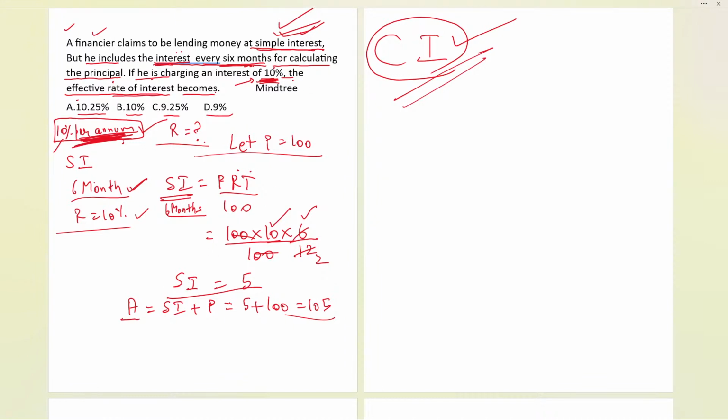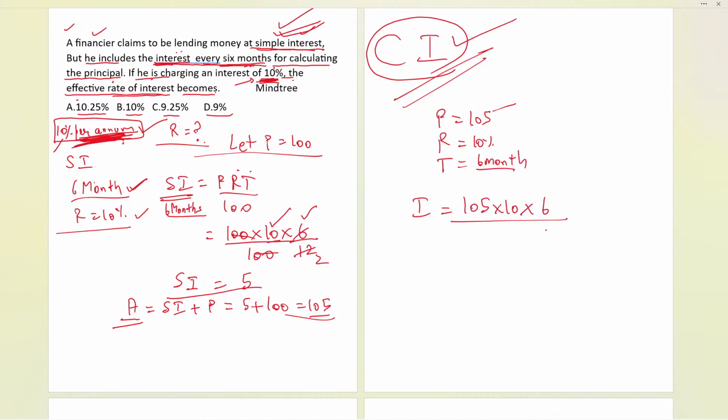So what amount have we got? That is 105. Now this amount I'll be considering as the principal of the next period. So the principal will be 105. The rate will remain the same, that is 10% only. Now the time I'll be considering again as 6 months. Now let us again apply the interest formula. That will be principal 105, rate 10, time 6 months.